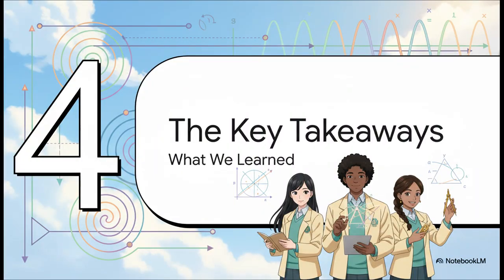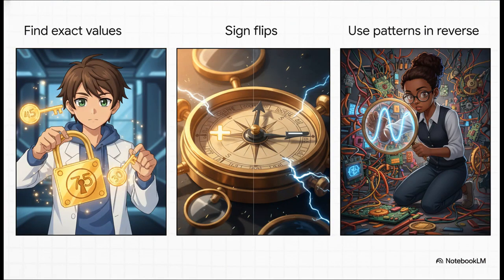Okay, so before we wrap up, let's just quickly go over the key takeaways here. What are the most important things to remember? First off, you can use these identities to find exact values for weird angles by just breaking them down into the good old 30s, 45s, and 60s. Second, and I'm going to say it again, watch those signs, especially for cosine, where the sign in the formula is the opposite of what you'd expect. And finally, don't just think forward. Learning to spot these patterns backwards is a total game changer for simplifying crazy-looking problems.